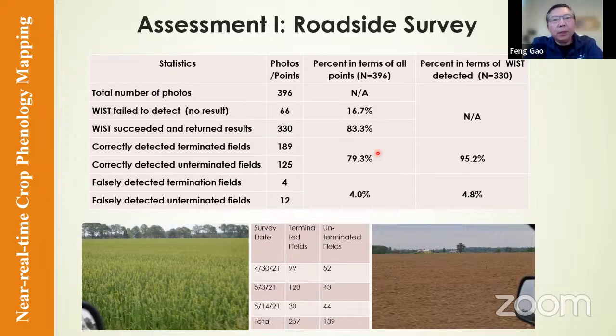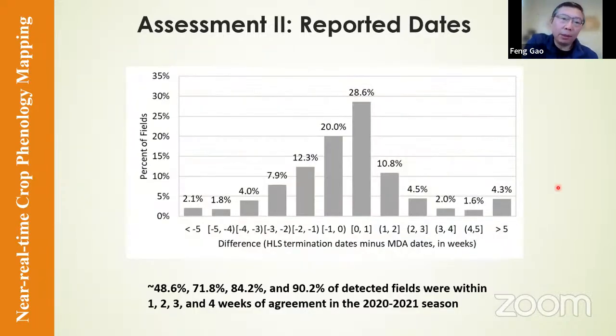We also compare to the reported data, because farmers also report their own termination date. That may be different from remote sensing, but in the past, they just accepted this farmer-reported data and did some verification. We can compare to their database. We have, I think, a few thousand, 2,000 or more fields that we can compare.